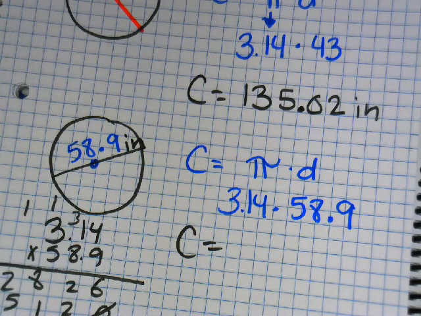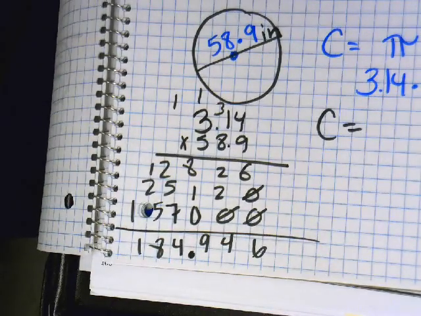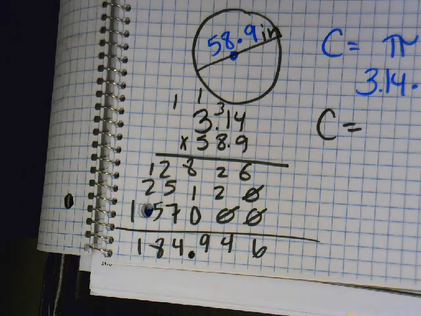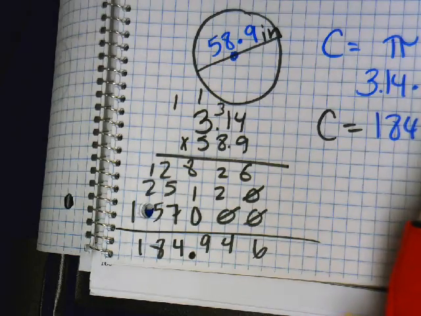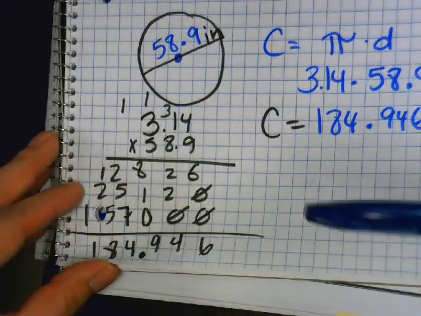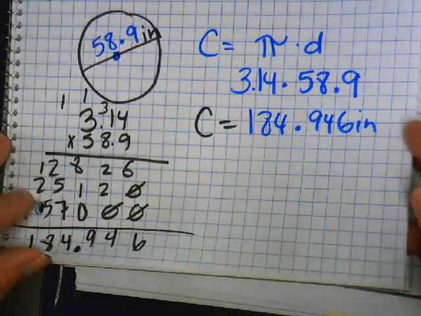Let's see if I got it right. That's a big number. Hey, you should be really proud of yourself. You did this without a calculator. 184.946 inches. All right. Let me give you a hard one.